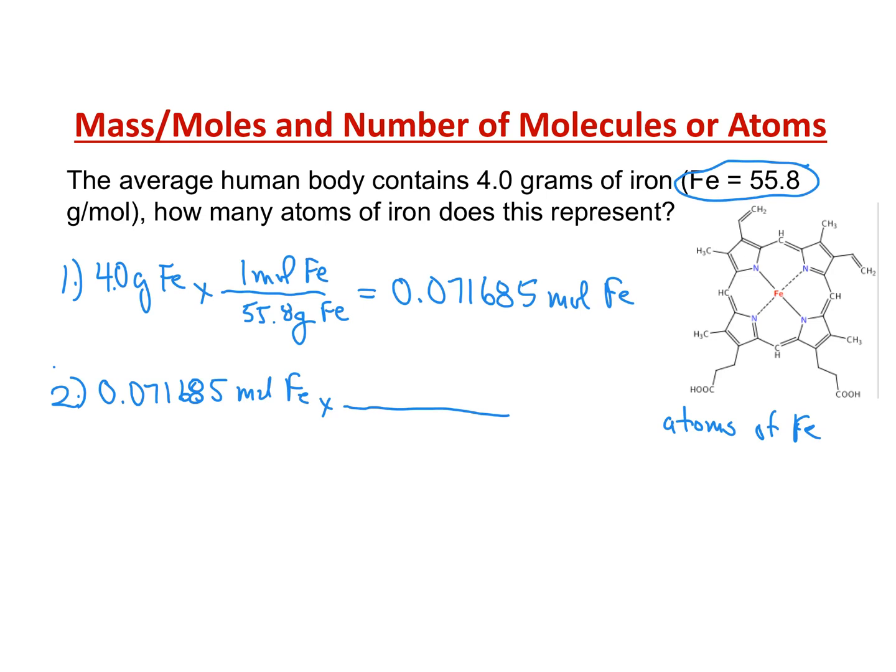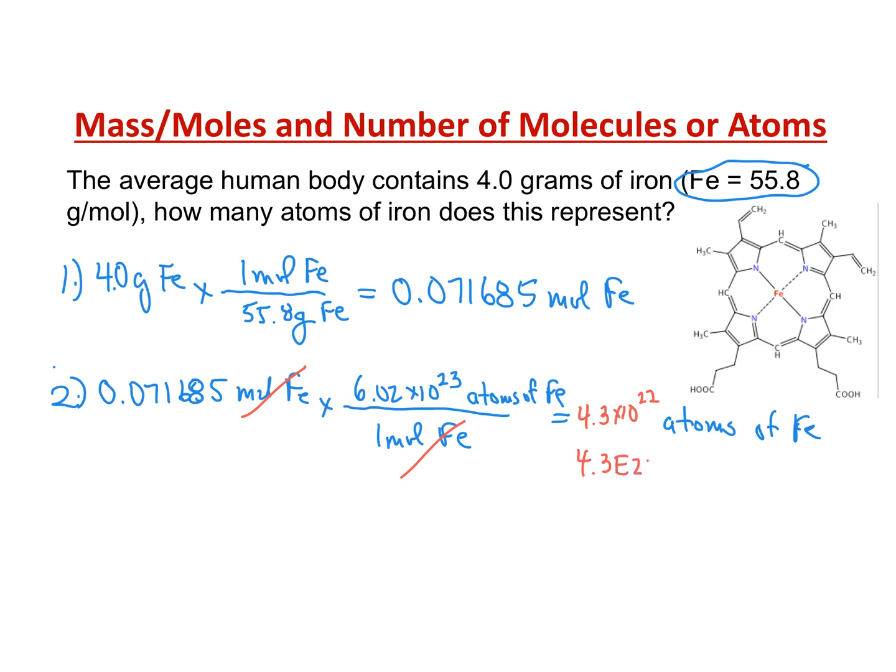Right? And this is very similar to our last calculation where all I know is that in 1 mole of iron, I have 6.02 times 10 to the 23 atoms of iron. Just check our units, right? Moles of iron are going to cancel out. I'm going to multiply by Avogadro's number, 6.02 times 10 to the 23, to see that I have 4.3 times 10 to the 22 atoms of iron.